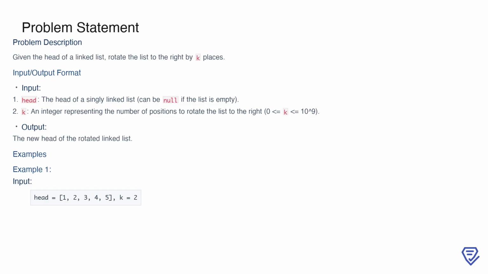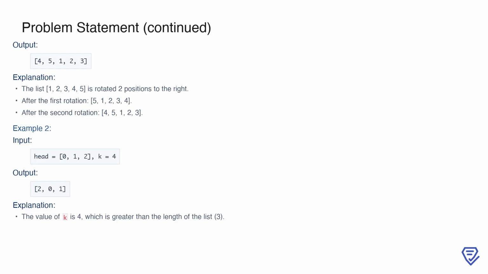The input consists of two parts, the head of the linked list, which can be null if the list is empty, and the integer k, which specifies how many positions to rotate. The output will be the new head of the rotated linked list. For example, if we have the input linked list 1, 2, 3, 4, 5, and k is 2, the output will be 4, 5, 1, 2, 3.